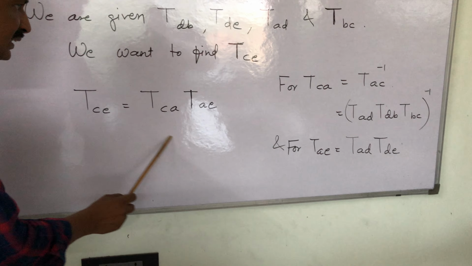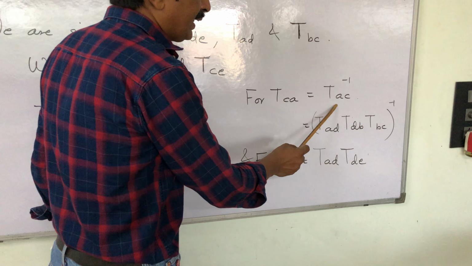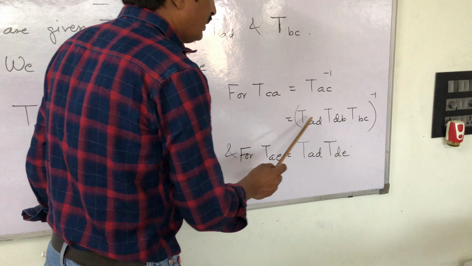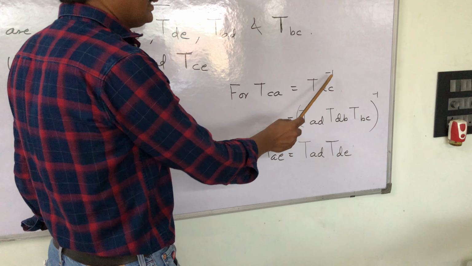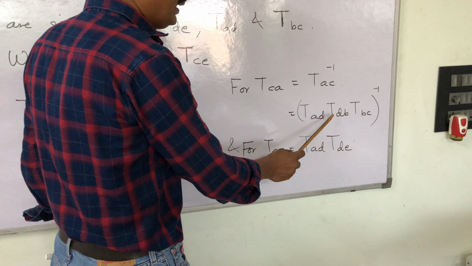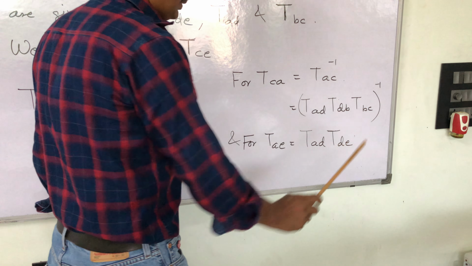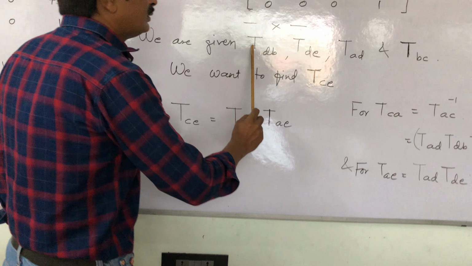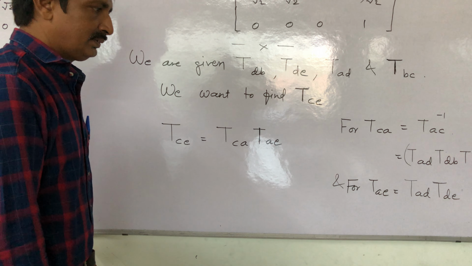But we require TCA. So we will take the inverse, TAC inverse. These 3 matrices are given. So TCA is nothing but TAC inverse. It is TAD, TDB, TBC, inverse. And we require TAE from these 4 matrices.